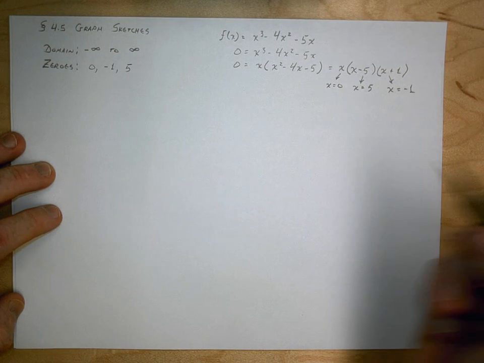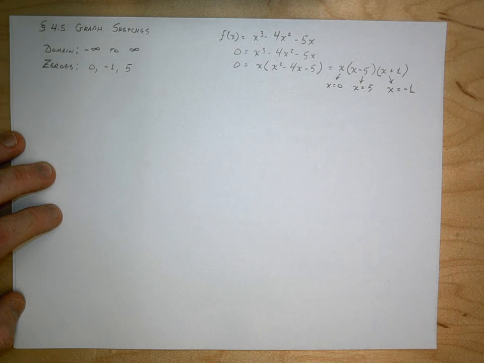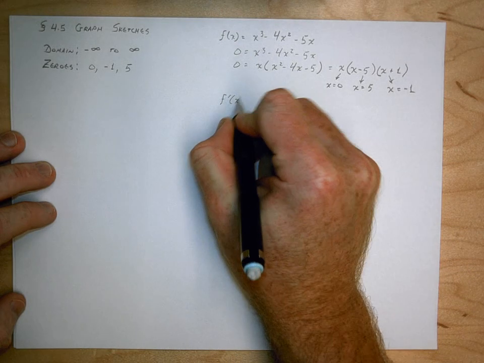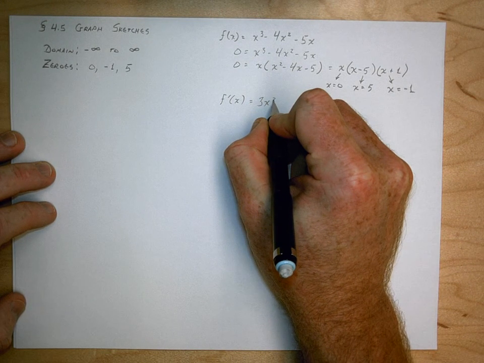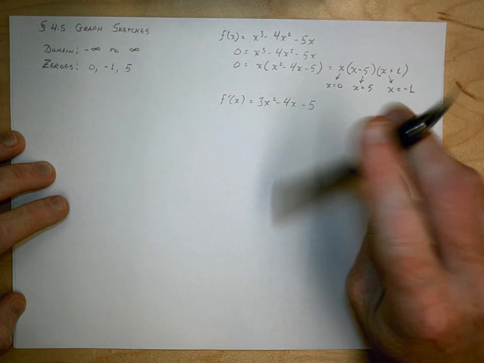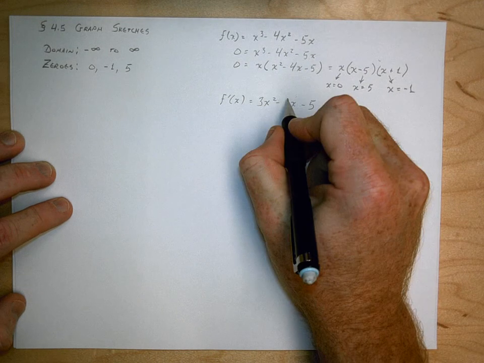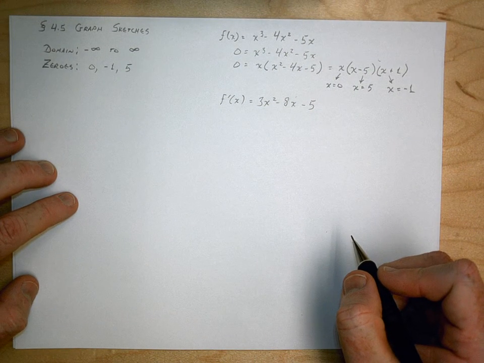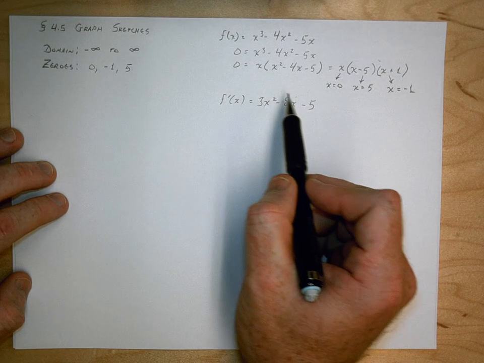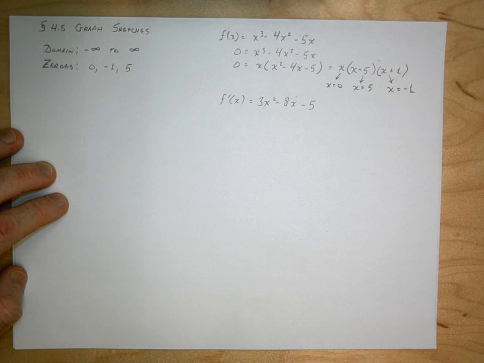Okay, let's also talk about critical points. So critical points are those places where the first derivative of the function is either equal to 0 or does not exist. So let's start by taking the first derivative. Oh, sorry, made a mistake here. Okay, so there's my first derivative. Now, there are no x values I could plug in that make this first derivative not exist. So I can rule out that category of critical points right away.